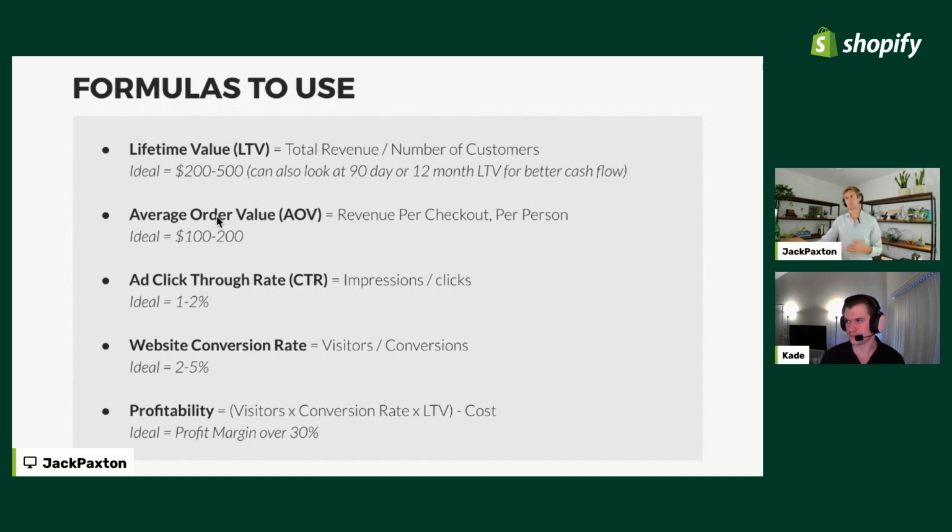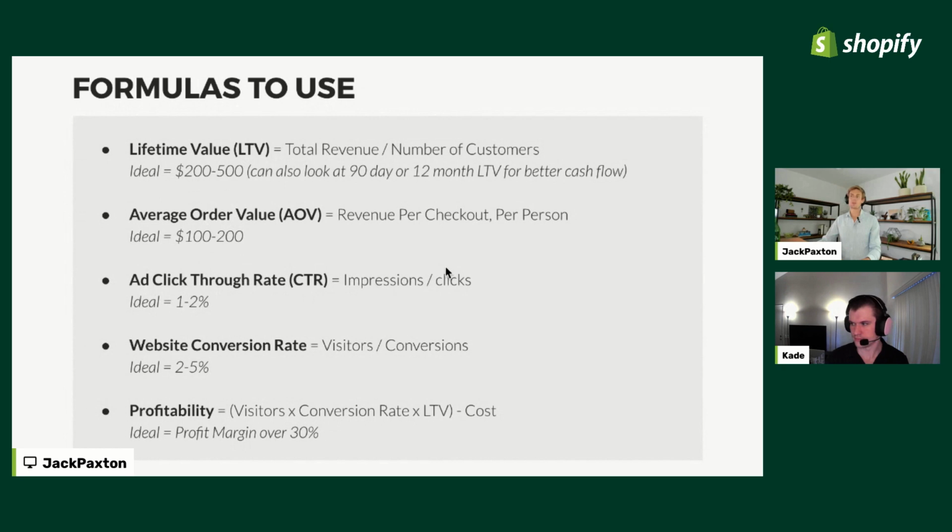So those are the benchmarks I usually suggest. Lifetime value of $200 to $500, average order value, hopefully of $100 to $200. If you have an average order value under $50, you really need to have a very high website conversion rate.